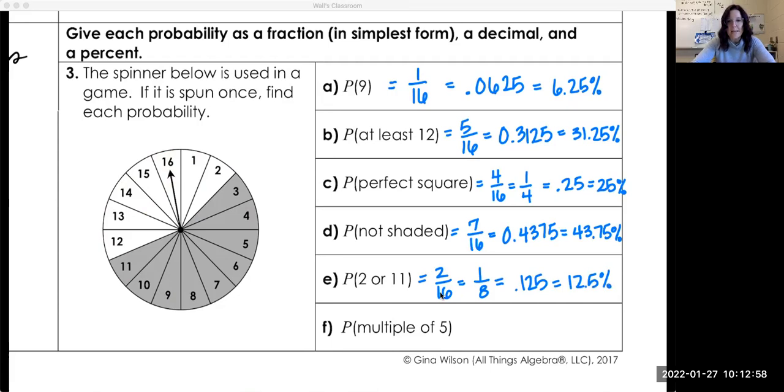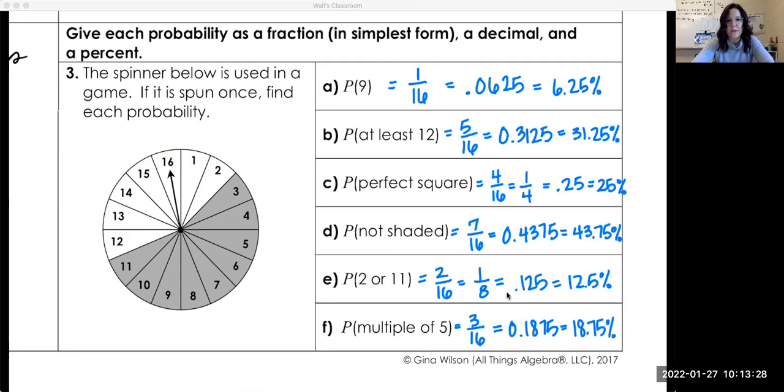What's the probability we get a multiple of 5? So multiple of 5 means it's a number we get when we take 5 times the counting numbers. 5 times 1 is 5, 5 times 2 is 10, 5 times 3 is 15. That gives us 3 possible outcomes out of 16. And that gives us a probability of 3/16, 0.1875, or 18.75%.